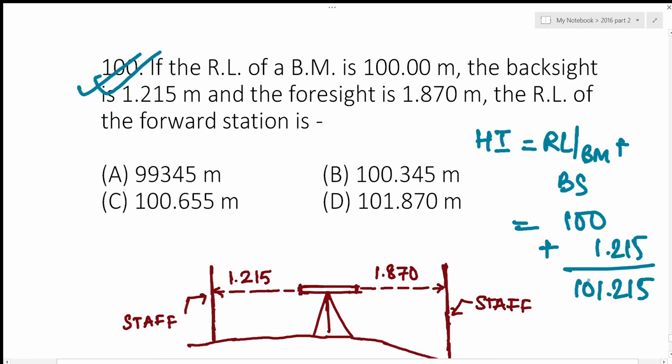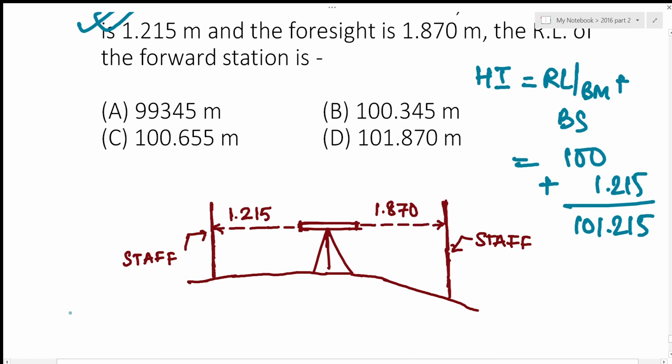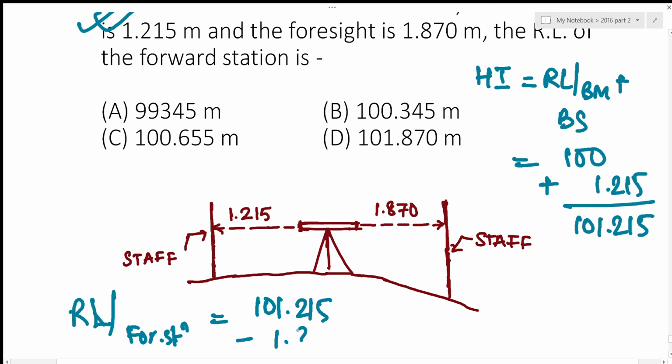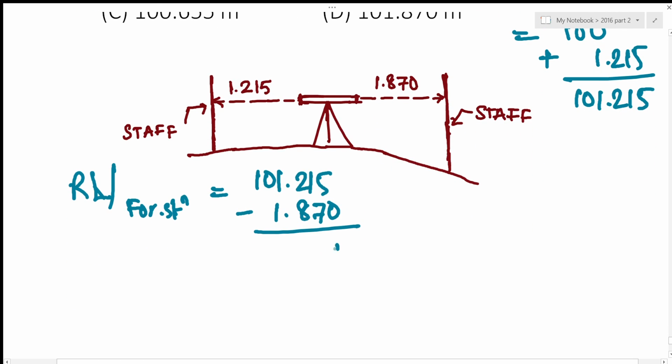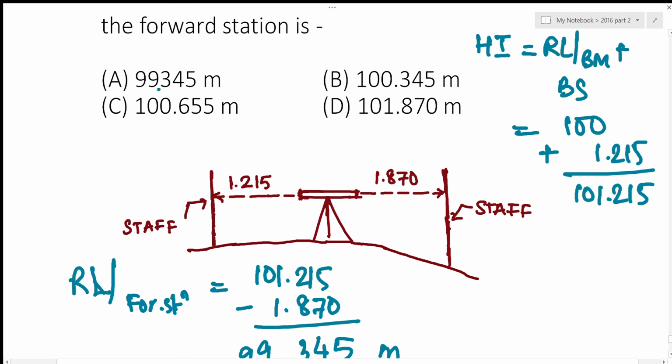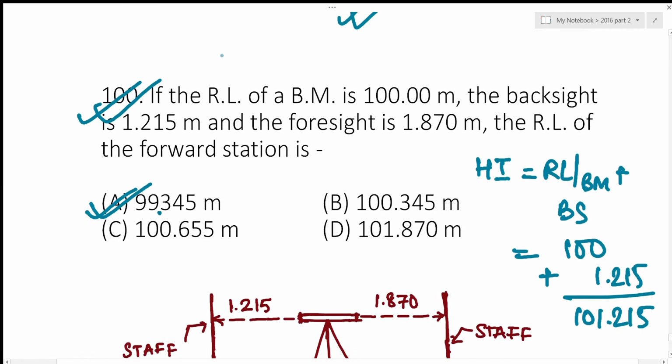And the RL of forward station is given by 101.215, that is the height of instrument, minus the foresight reading, which is 1.870. So the answer for this particular question should be 99.345 meters. The answer should be A according to me.